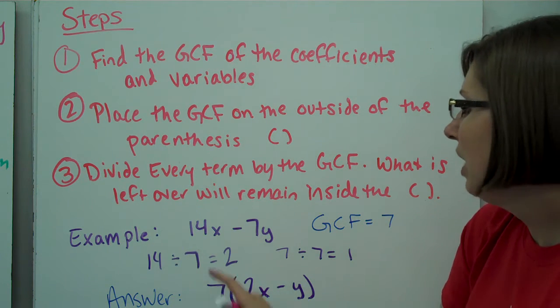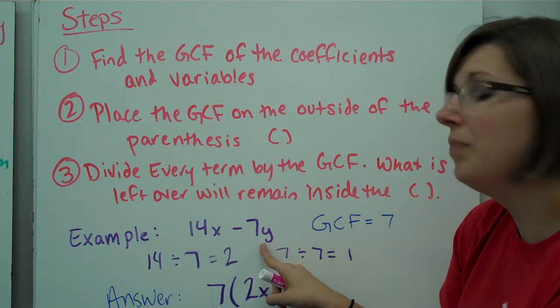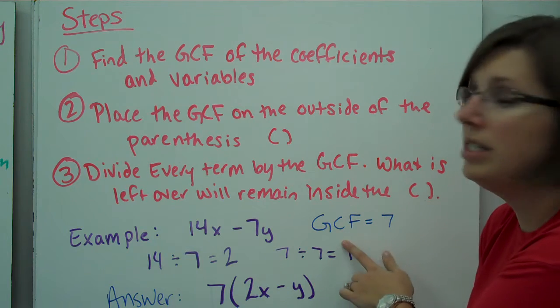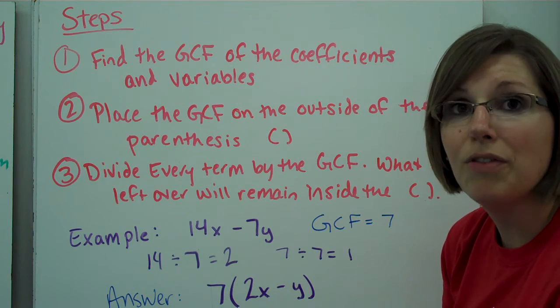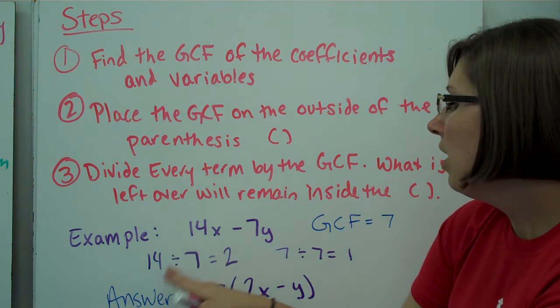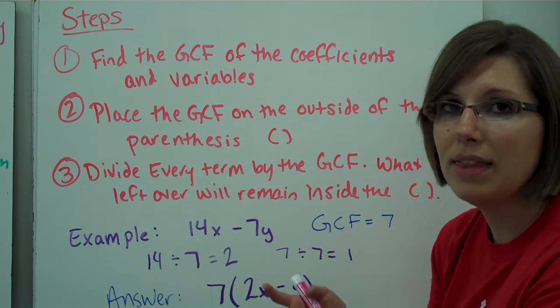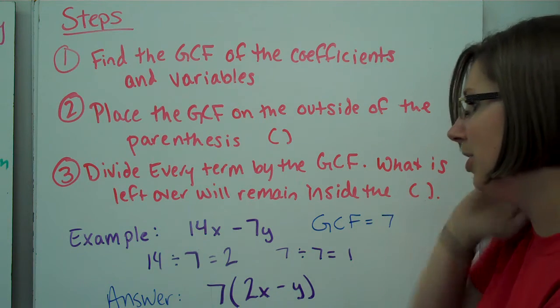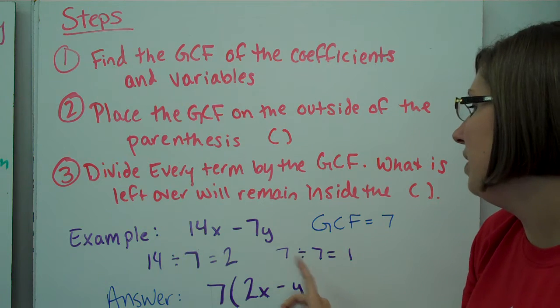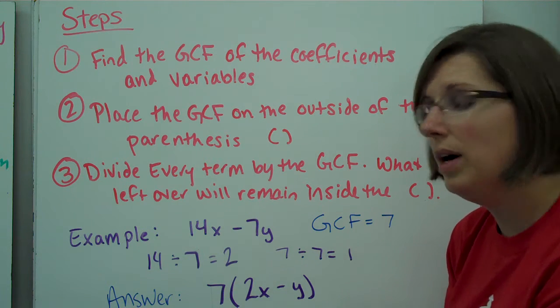For example, if you have the expression 14x minus 7y, out of these two terms the GCF is 7. So I'm going to divide out a 7 from each term. 14 divided by 7 is 2, and the x just kind of at this moment goes with that, 2. 7y divided by 7 is just y. 7 divided by 7 is 1.